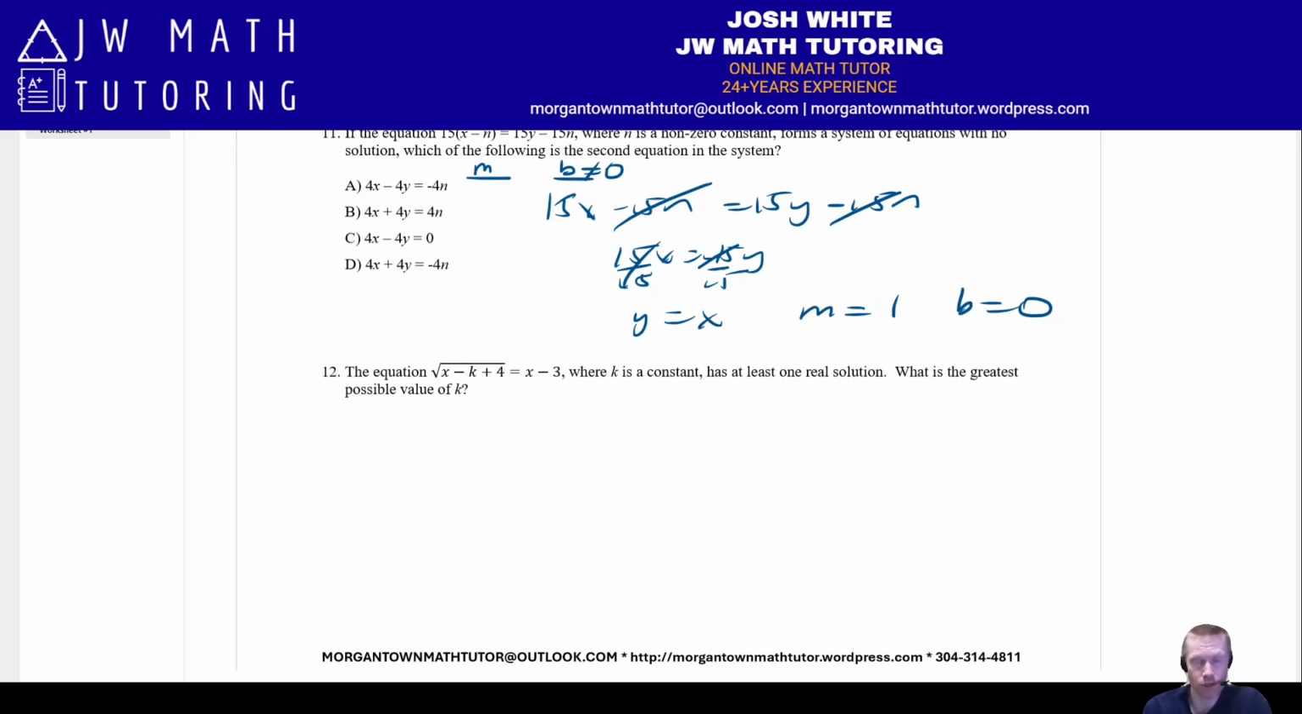If the b value equaled 0 and the slope was 1, then it would be infinite solutions, not no solution, because it would be the same line. So I'm going to use a shortcut here, negative a over b for our slope. So for A, it's 4 over negative 4. Is that slope positive 1? Nope. Eliminate it.